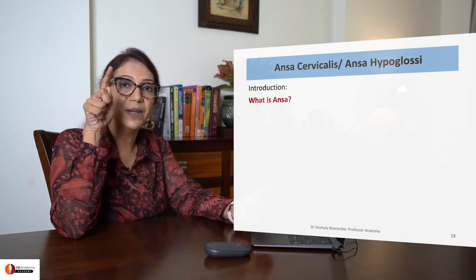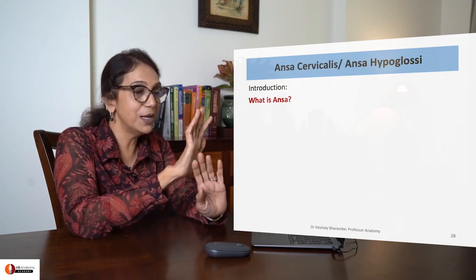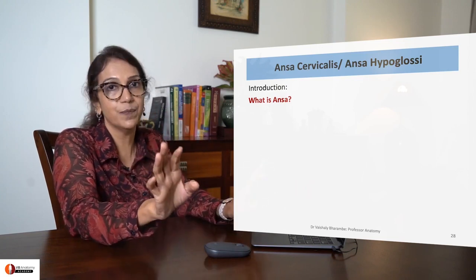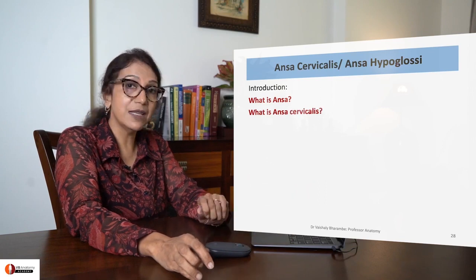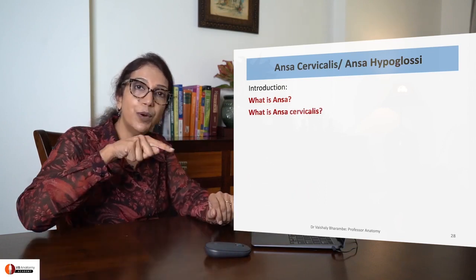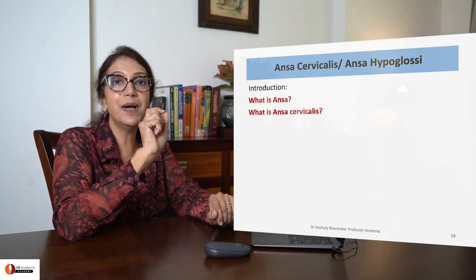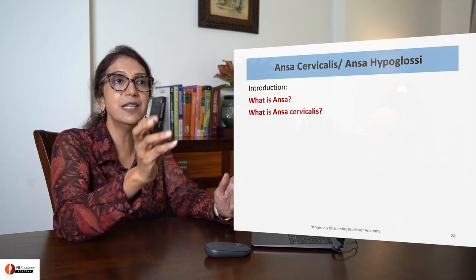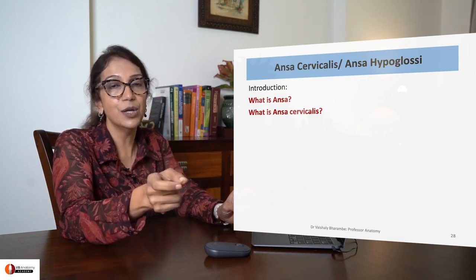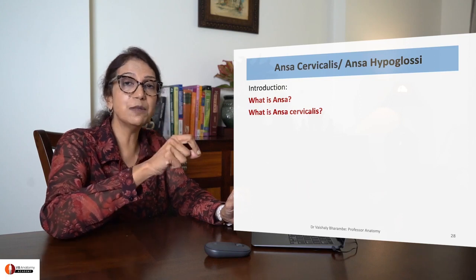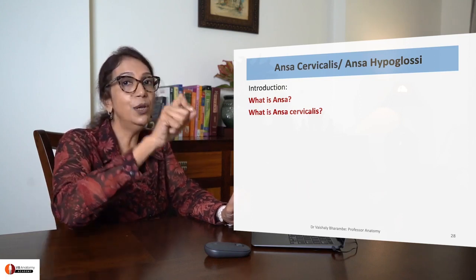Ansa means a loop. So whatever we are doing, it's going to be a loop of nerve. Okay. What is Ansa Cervicalis? It's a loop of nerves formed by cervical spinal nerves, hence called Ansa Cervicalis. So branches which are cervical spinal nerves come and form a loop.